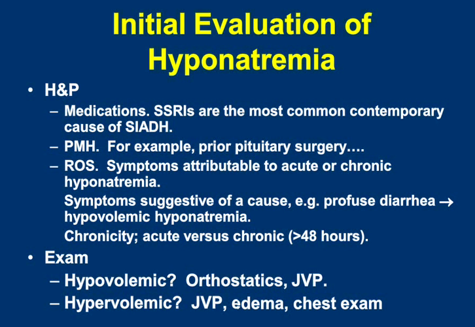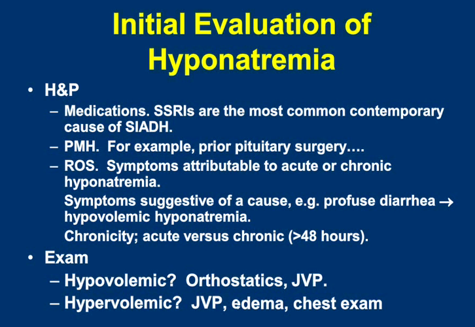On review of symptoms, we want to look for symptoms that are attributable to acute or chronic hyponatremia. And we'll talk about what those symptoms are as we go through this talk. And one theme in this that's new is that chronic hyponatremia does cause some degree of symptoms if you look for it carefully. We also want to look for symptoms that are suggestive of a cause. So do they have profuse diarrhea, giving them hypovolemic hyponatremia?